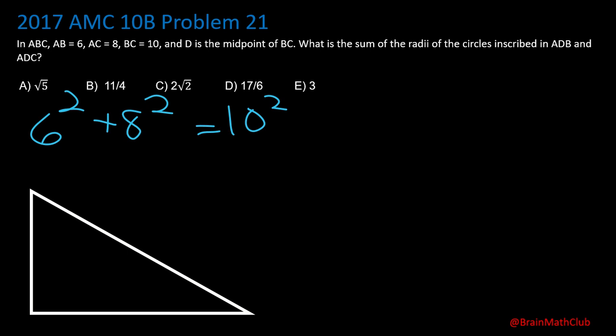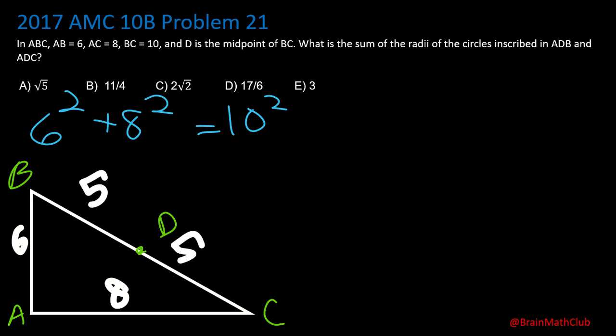Now if we label the points, let's use a different color this time. A, B, C, and then D. Now if you want to label the side lengths, this is 6, this is 8, then this is 5 and 5. Now let's make the line from A and D to solve the triangles ABD and ADC.